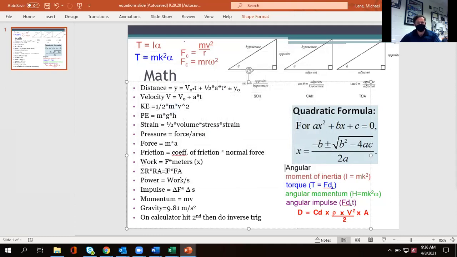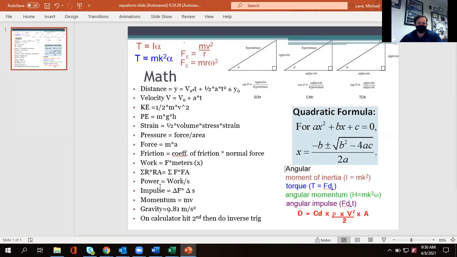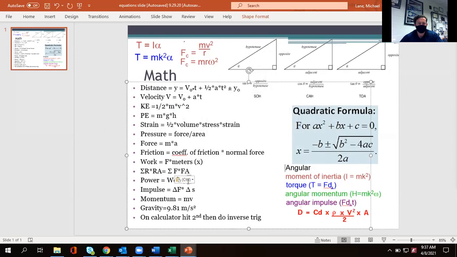Because that's going to be the sum of all multiplied by the sum of all those. Power is simply going to be our work divided by time. So let me just go ahead and change that to T, as well as our impulse is our change in force multiplied by our change in time.